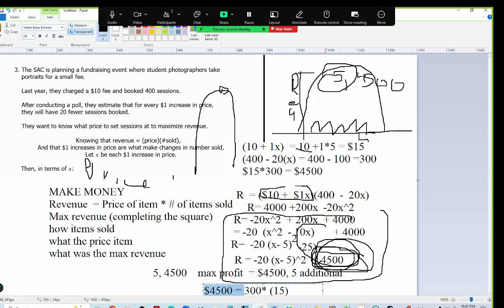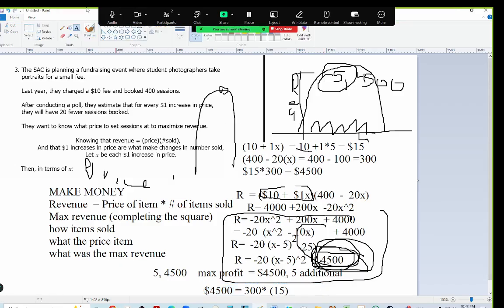You always have to go back with the information you got about the vertex and go back to your price and your unit values to figure out what the new price and the new units are. And beware, it's not always a dollar increase. It could have been a $2 increase, which means it would be 10 plus 2x. It could have been a $3 increase, 10 plus 3x. You have to read the questions. It could have been 40 fewer sessions, could have been 2 fewer sessions. This will all adjust your values here.